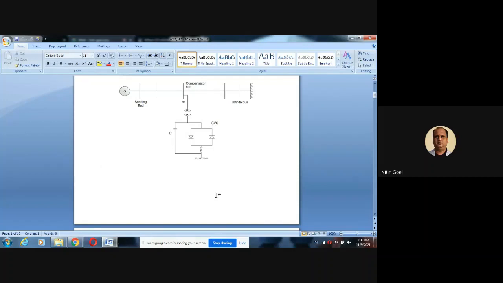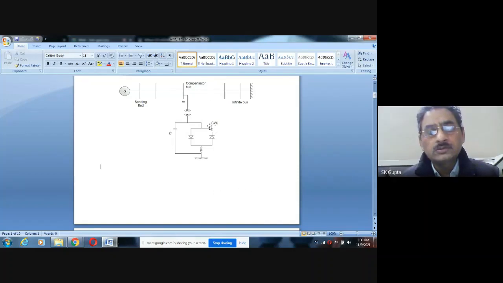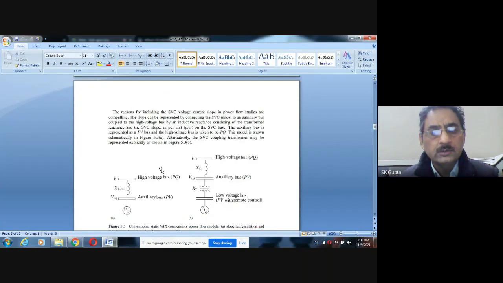Yes sir. Okay. So this is an SVC. It is connected here. This is a transformer. So now you can see this can be represented like this. It is the auxiliary bus where this SVC is connected. This is XT, the transformer reactance, minus the reactance of the SVC, and this is the kth bus where the SVC is connected. The kth bus where we have earlier written, this is the SVC bus.